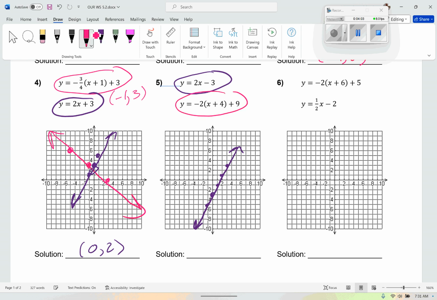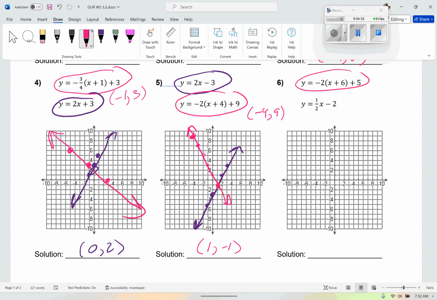This has a point of (-4, 9). So (-4, 9), we're up there. I have a slope of negative 2 over 1. So from here, I'm going to go down 2, right 1, repeating that several times. There we go. And now I can see where it crosses. So it appears that my solution is (1, -1).